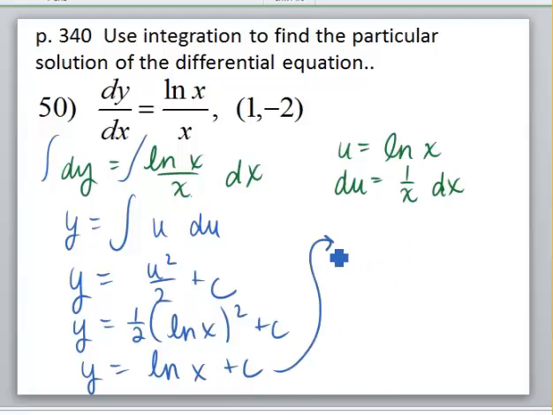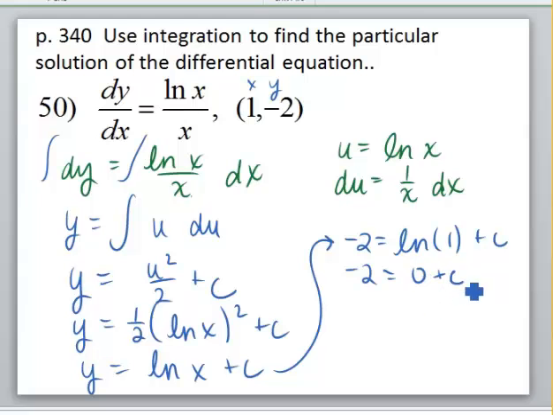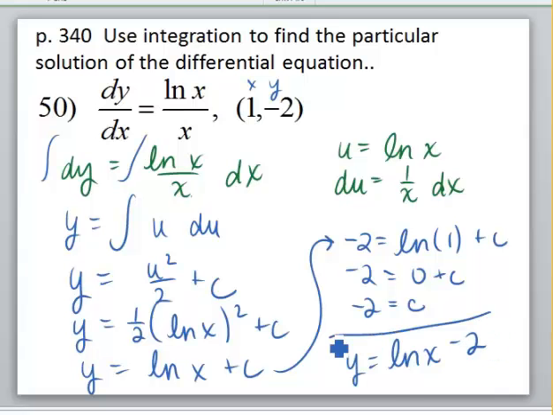I'm going to bring this up top, and I'm going to plug in my x and y so I can find my c value. So I've got negative 2 equals ln of 1 plus c. The ln of 1 is 0. So I end up getting c is negative 2. So my final answer is going to be y equals the ln of x minus 2.